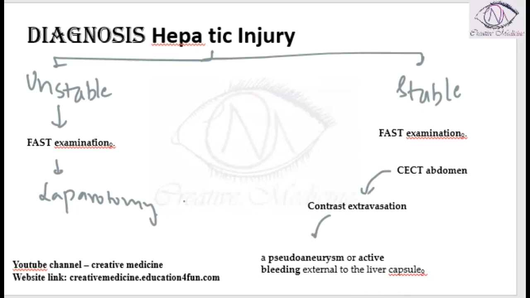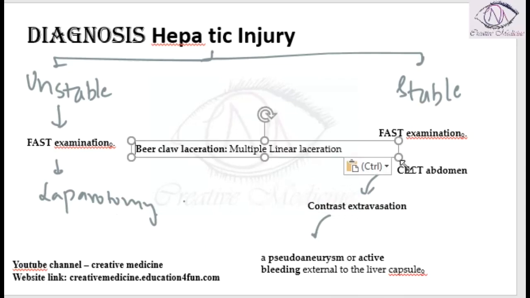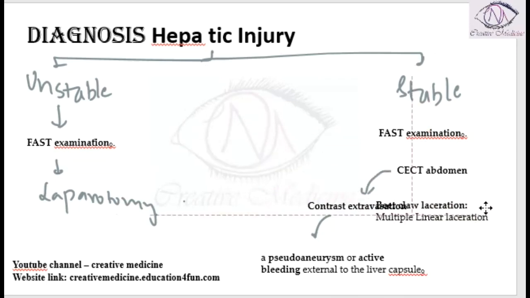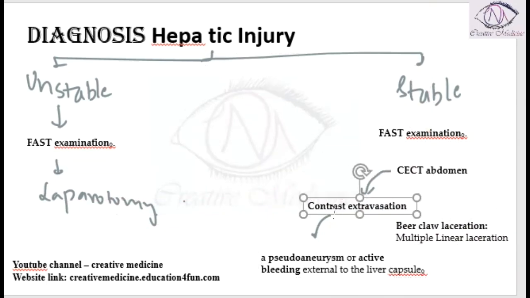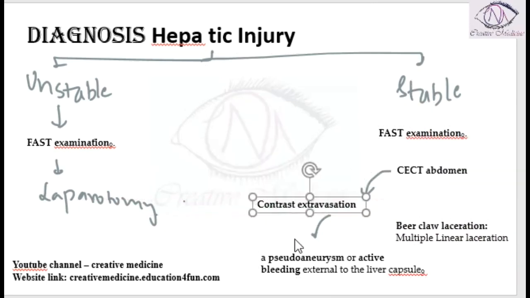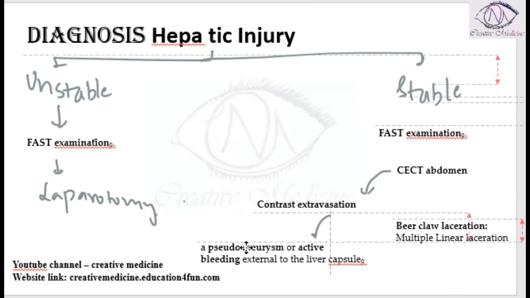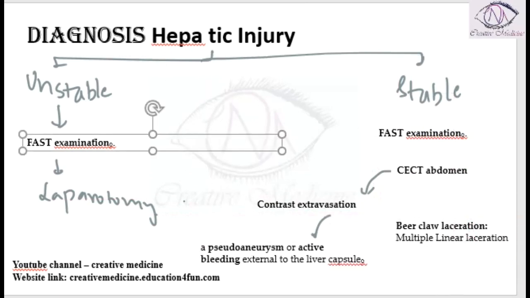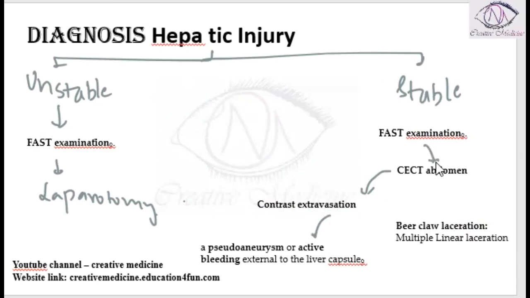Then on CECT abdomen, sometimes we can also see the beer claw sign. If multiple liver lacerations are present, this will manifest as the beer claw sign on CECT abdomen. So here you do a FAST examination, and on CECT you can find the pseudoaneurysm, or you can see the liver lacerations.